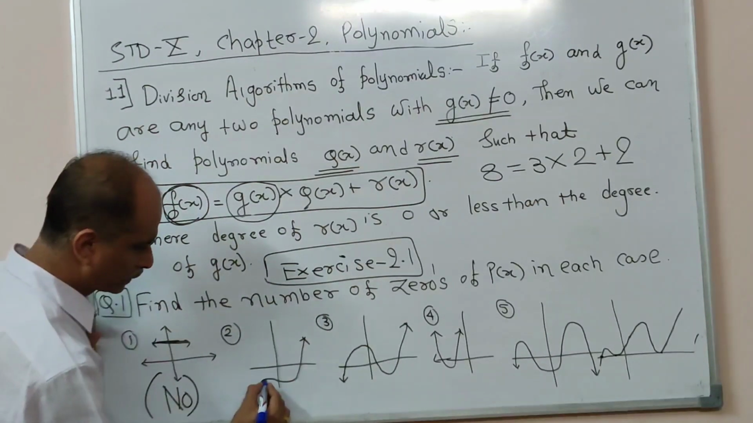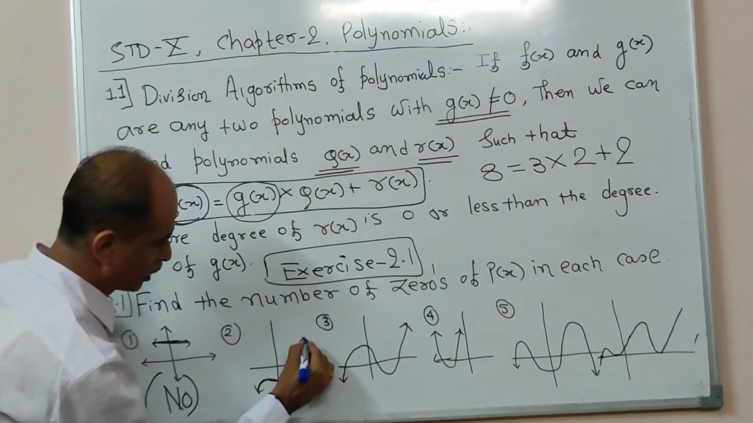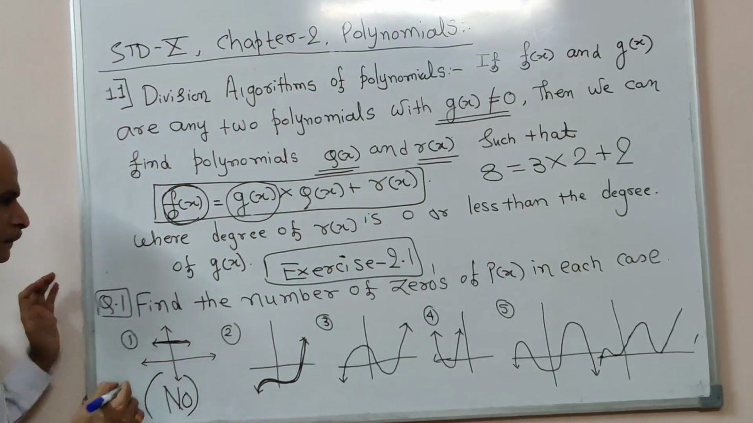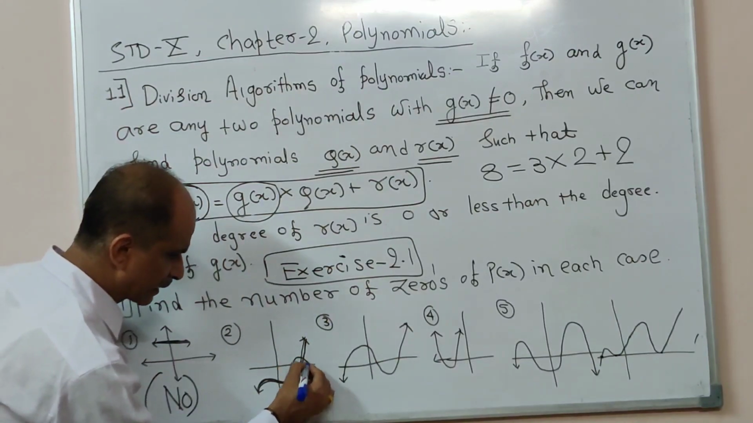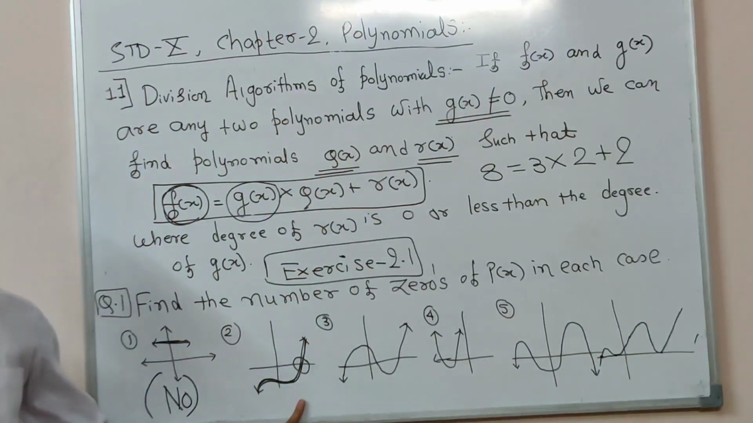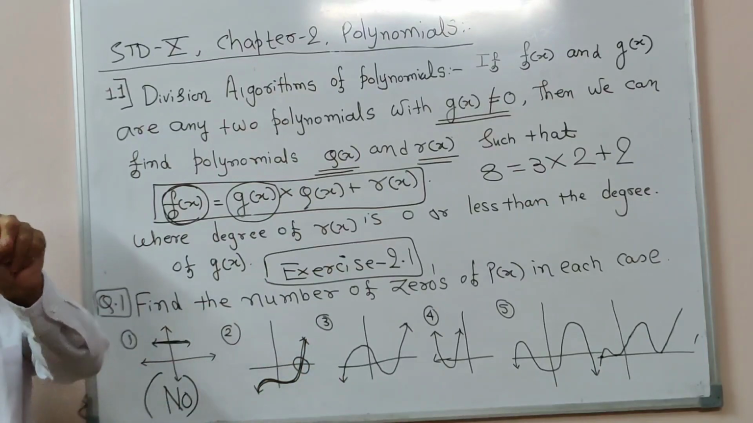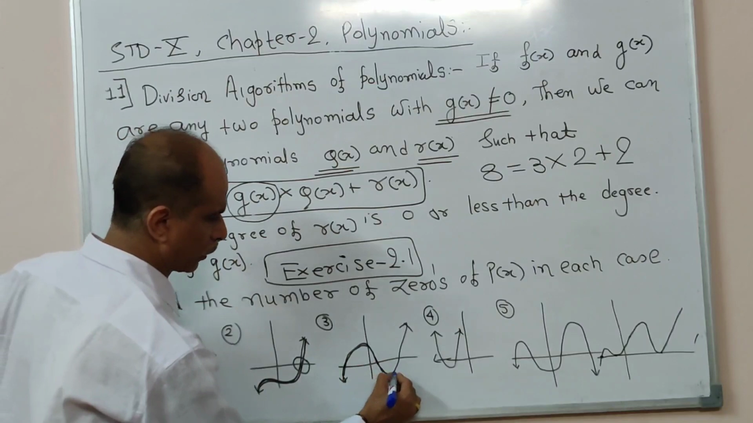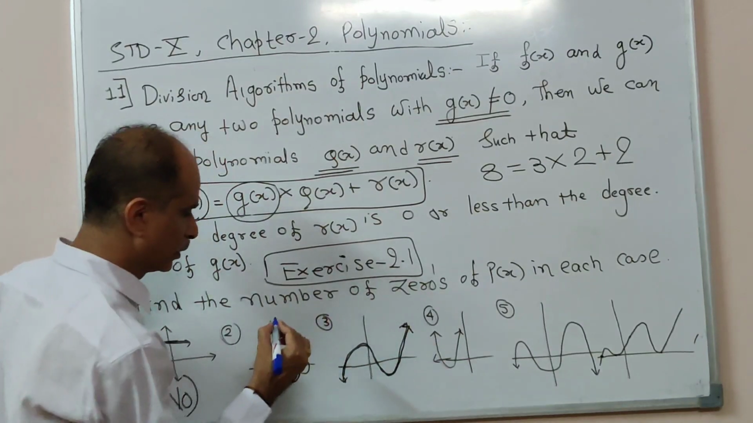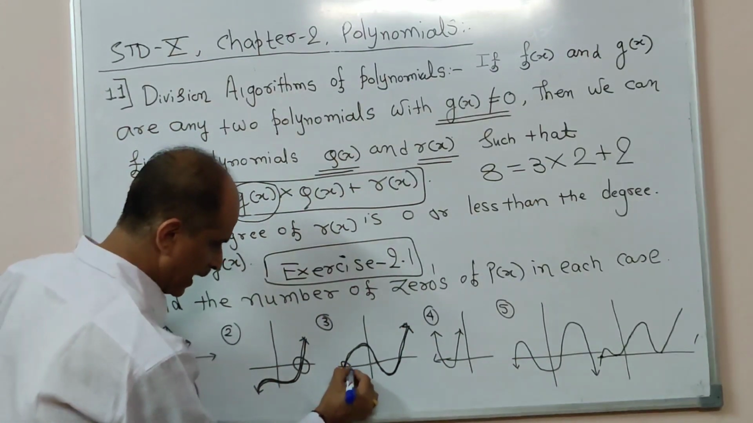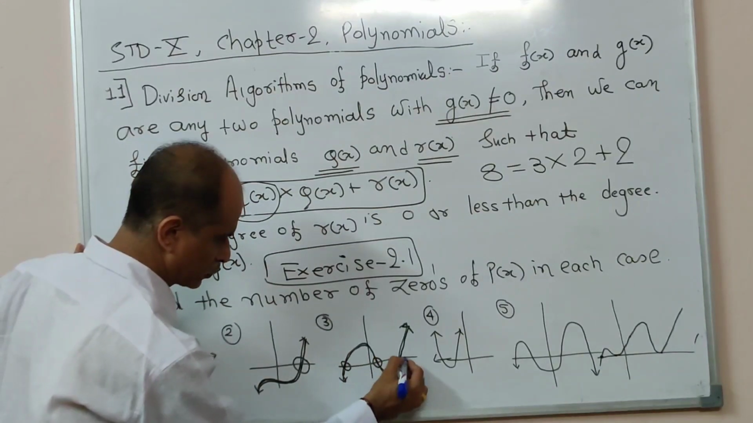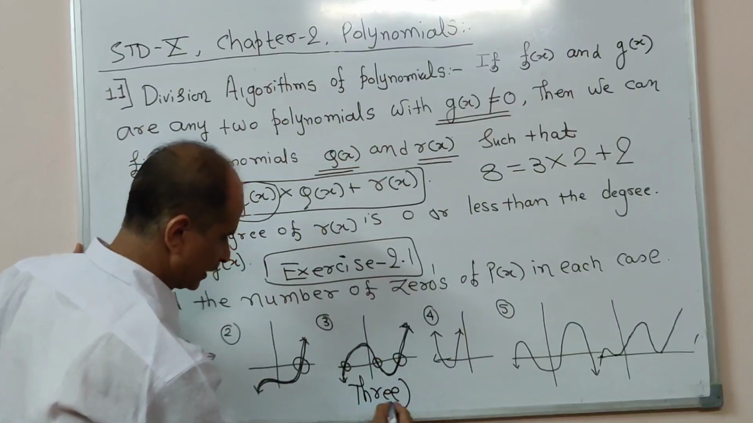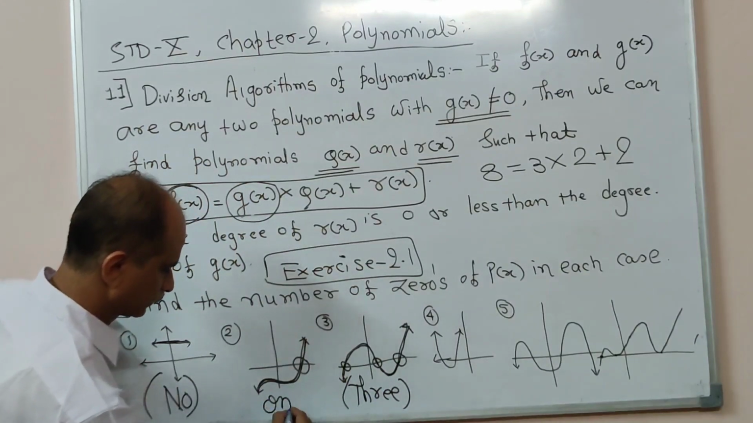The graph of example number 2 is a curve, and that's why it is a cubic polynomial. And it intersects the x-axis at one point, and that's why it has 1 zero. Here also in the third example the graph is curved, so it is a cubic polynomial. It intersects the x-axis at 1, 2 and 3 points, and that's why it has 3 zeros.